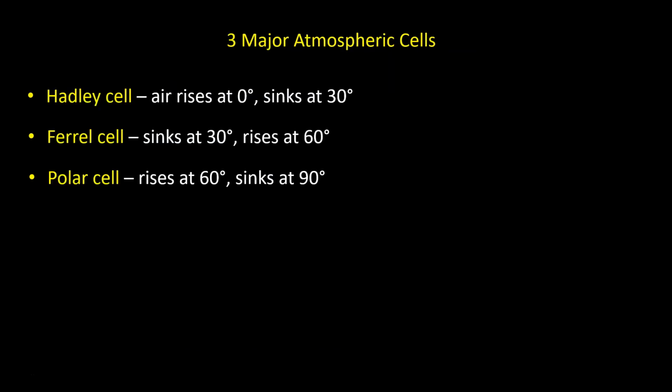The rising air at the equator eventually sinks at 30 degrees latitude, creating a large atmospheric cell called the Hadley cell. The Hadley cell is one of three major atmospheric cells that moves air globally. The Ferrel cell, which occurs in the mid-latitudes, occurs when air sinks at 30 degrees north latitude and rises again near 60 degrees north latitude. The polar cell occurs when air rises at 60 degrees latitude and sinks at 90 degrees latitude. These three cells occur in both the northern and the southern hemisphere.